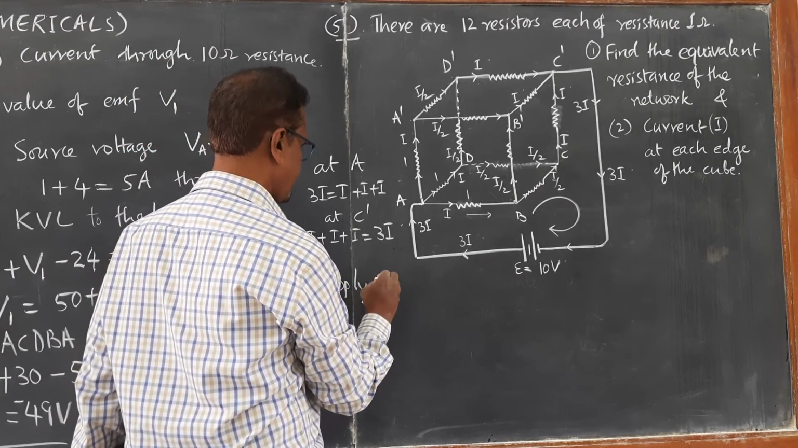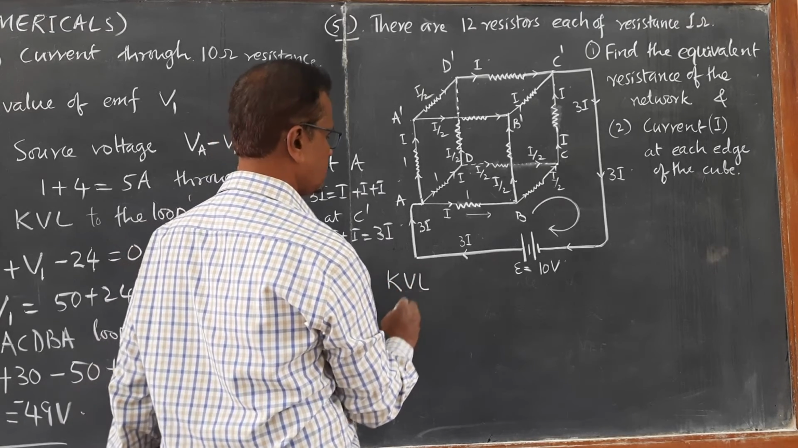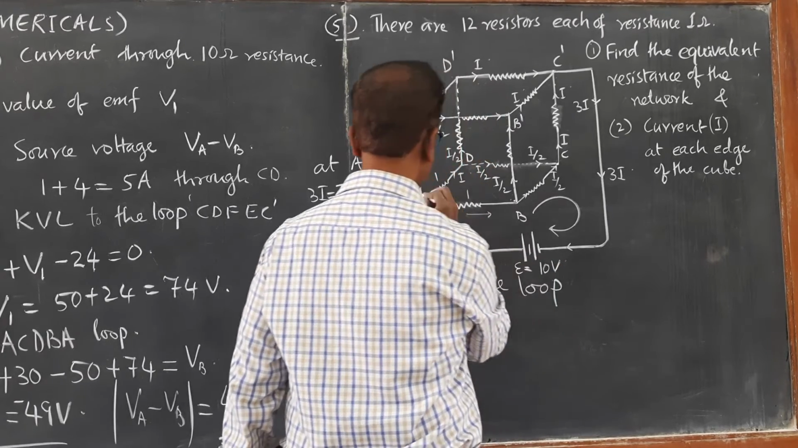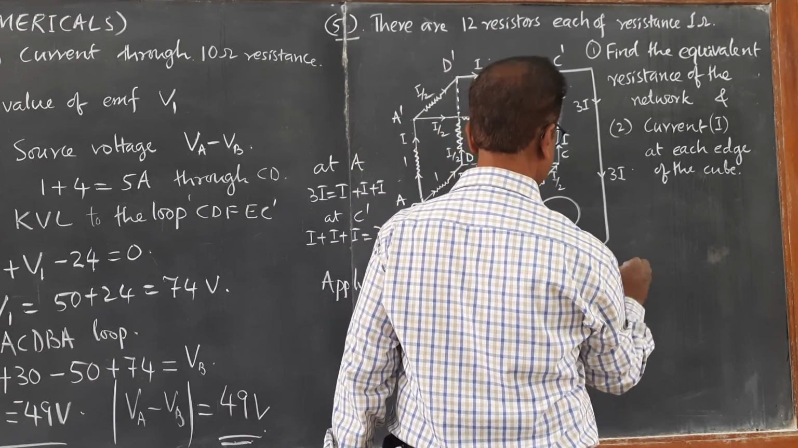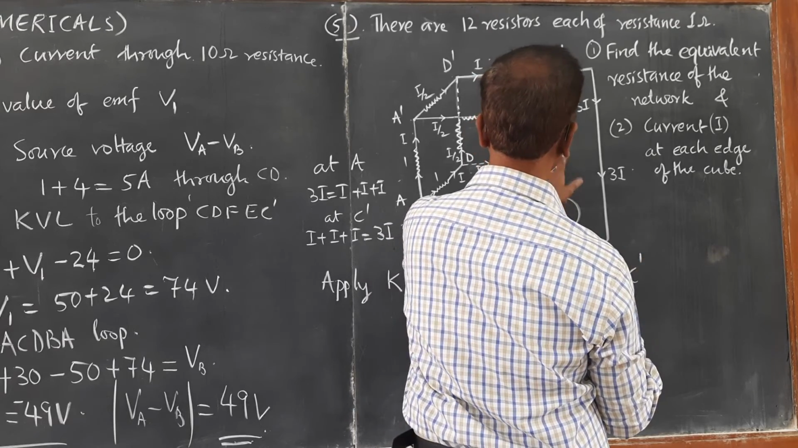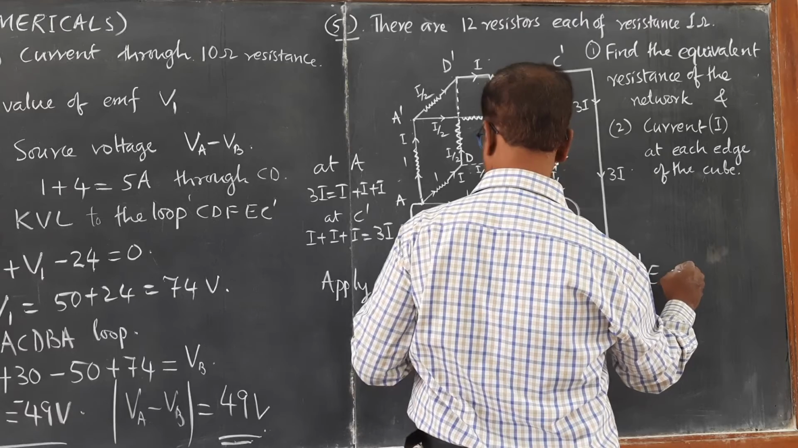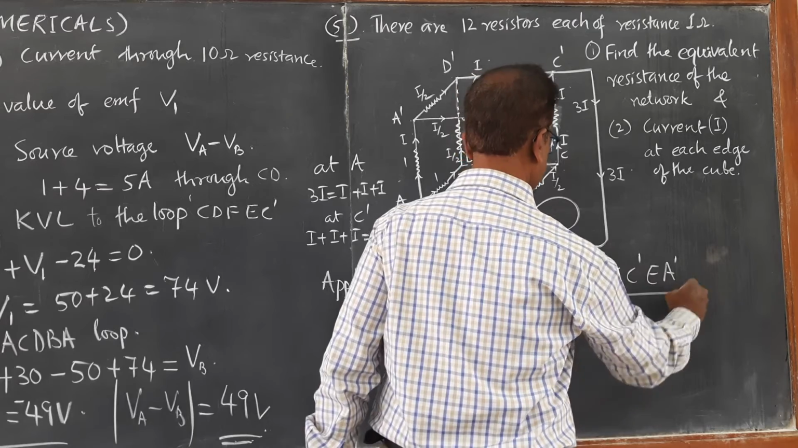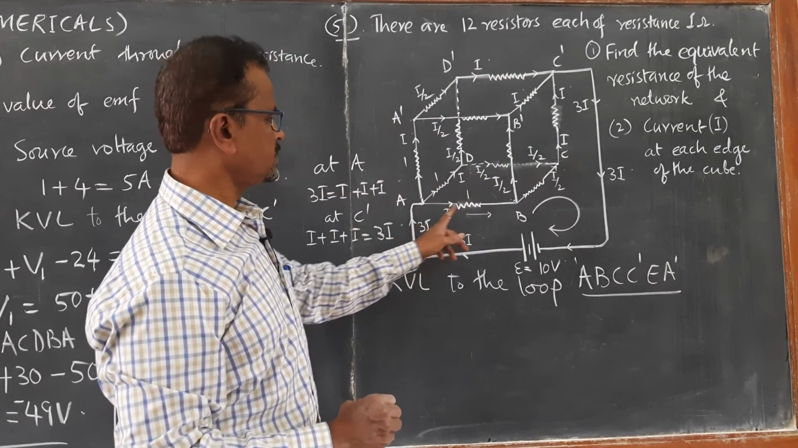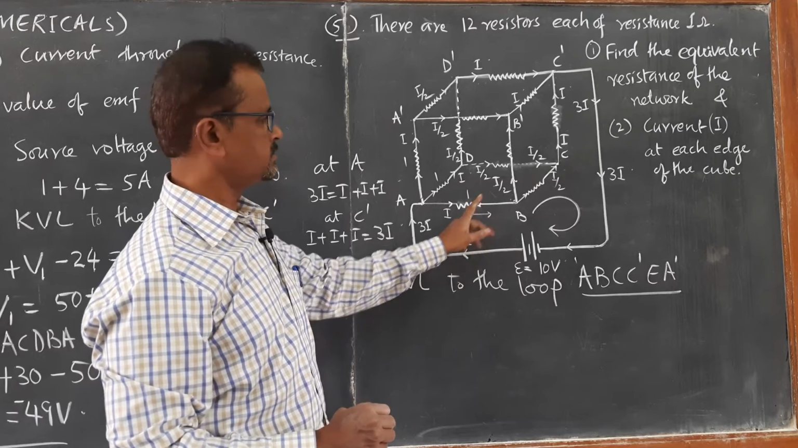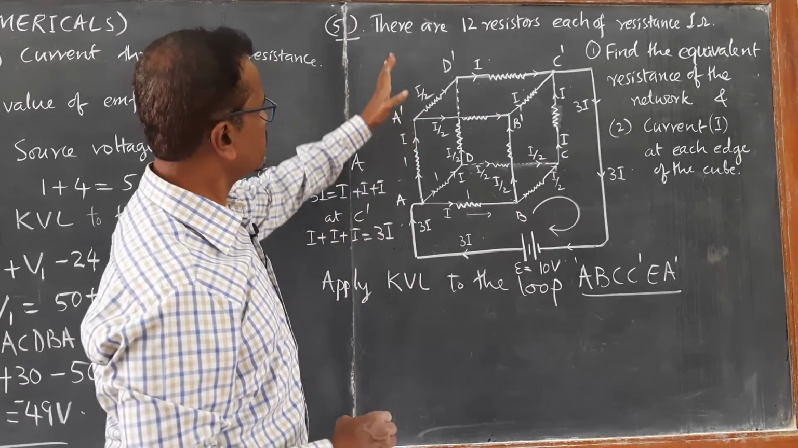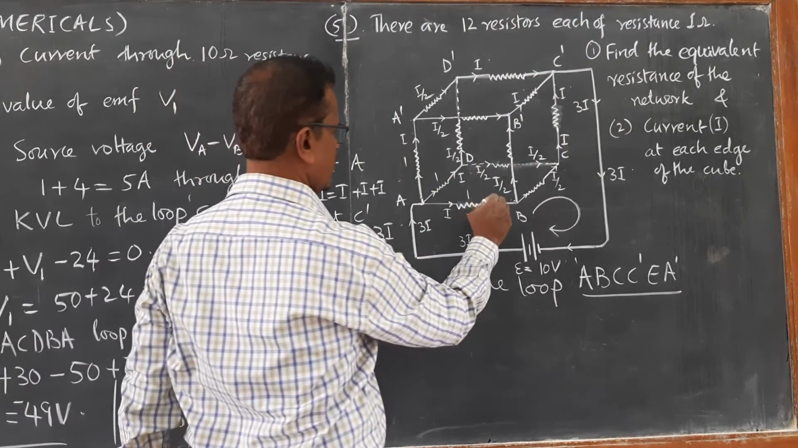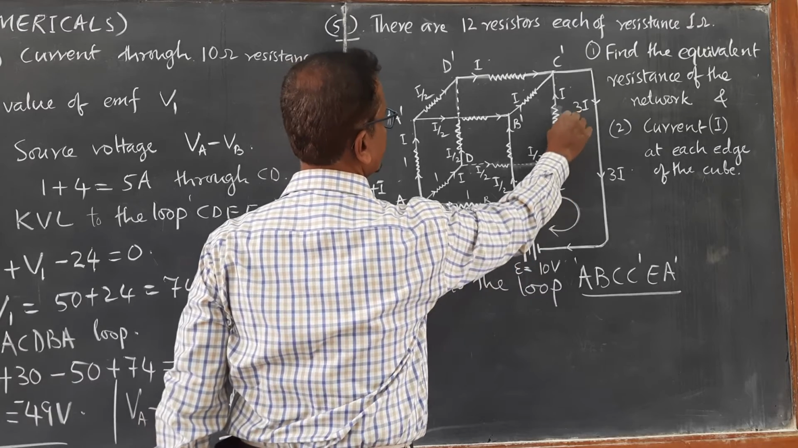Applying Kirchhoff's voltage law to the loop A, B, C, C dash, E, A. I am taking this point as E. Now apply. So the resistance here is R. So here also R. So let the resistance be R, so that I can substitute R is equal to 1 later. So this is also R, here also R, everywhere it is same value R.